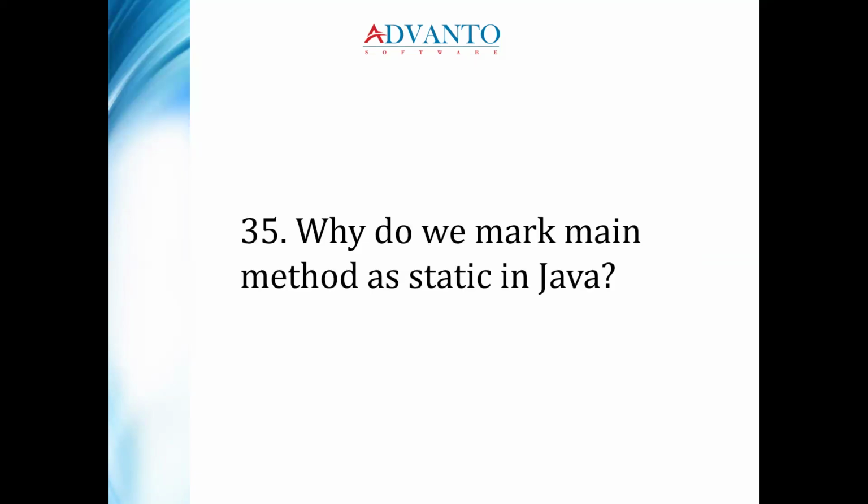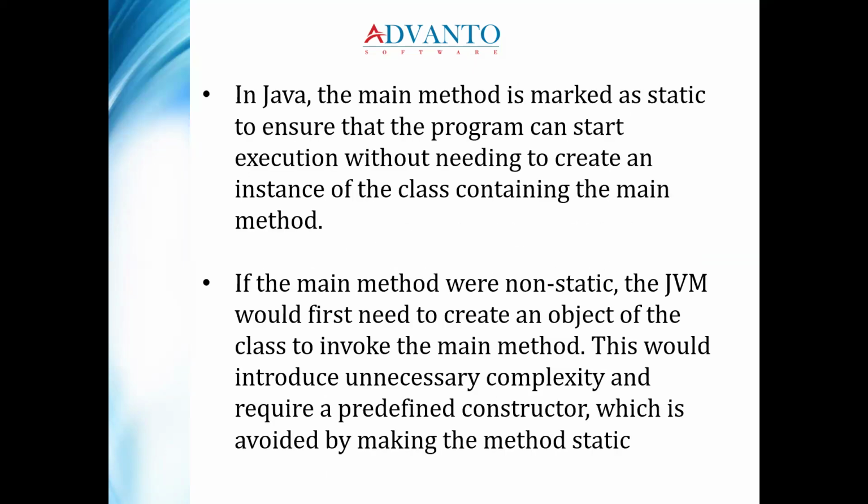Next, why do we mark main method as static in Java? In Java, the main method is marked as static to ensure that the program can start execution without needing to create an instance of the class containing the main method. If the main method were non-static, the JVM would first need to create an object of the class to invoke the main method. This would introduce unnecessary complexity and require a predefined constructor, which is avoided by making the method static.